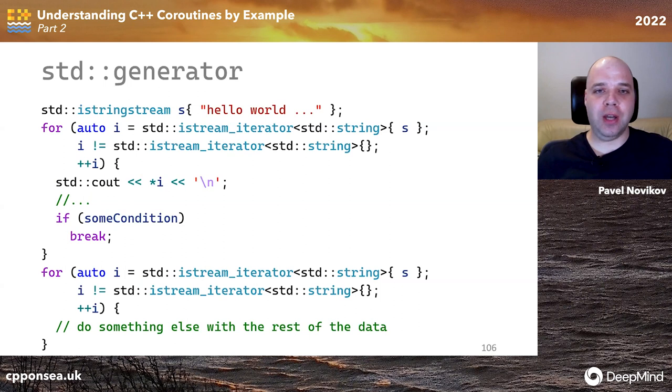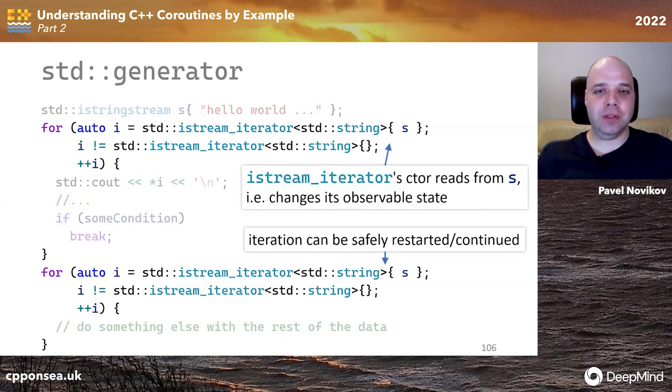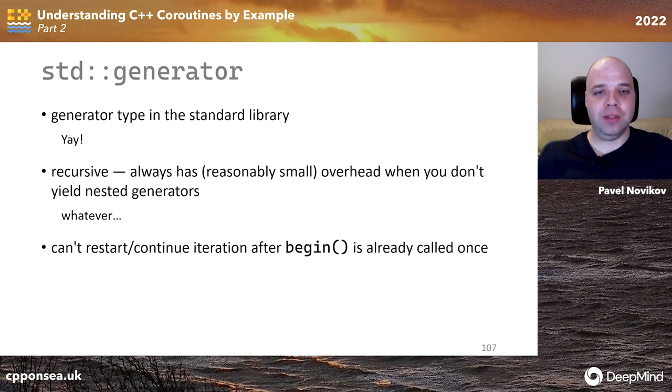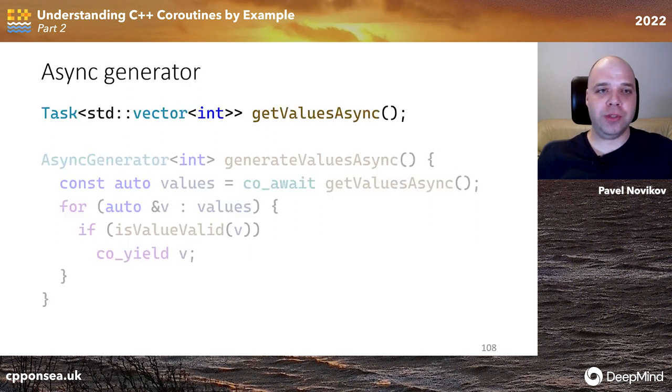This is probably modeled after input stream iterator, in which case the behavior is defined, and you can basically restart the iteration over values in a stream. But for some reason, this is not the case with the std generator. So we got a generator, yay. A standard generator is recursive and has a reasonably small overhead. That's kind of whatever. And the biggest bummer is that we can't restart or continue iteration after begin is called once.